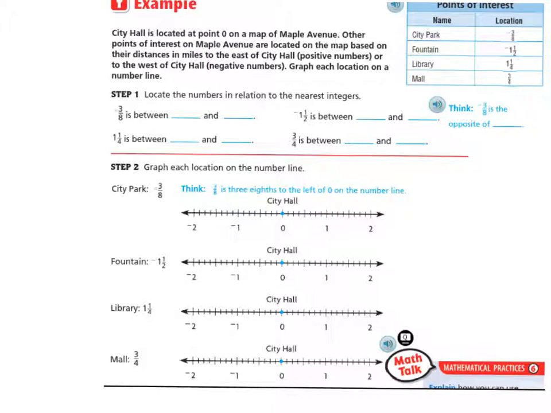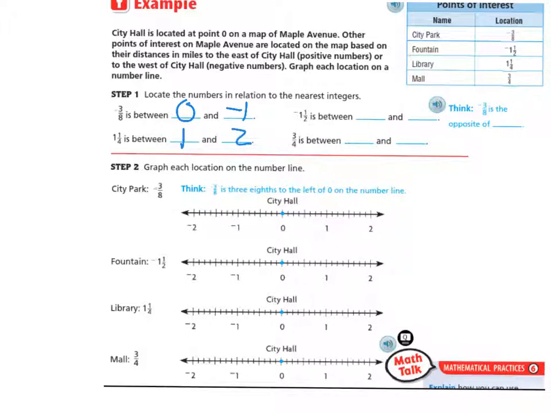So remember, the first step we want to think is, what two integers is this between? So negative 3/8 is between 0 and negative 1. Oops, that's supposed to be a 0. 0 and negative 1. 1 and 1/4 is between positive 1 and 2.